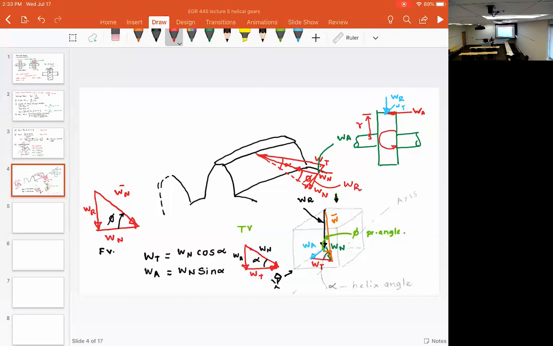So everybody understood the process of the gear design. So this is the loading, or the forces, on helical gear. So what I'm going to do is actually I will try to work out a problem.